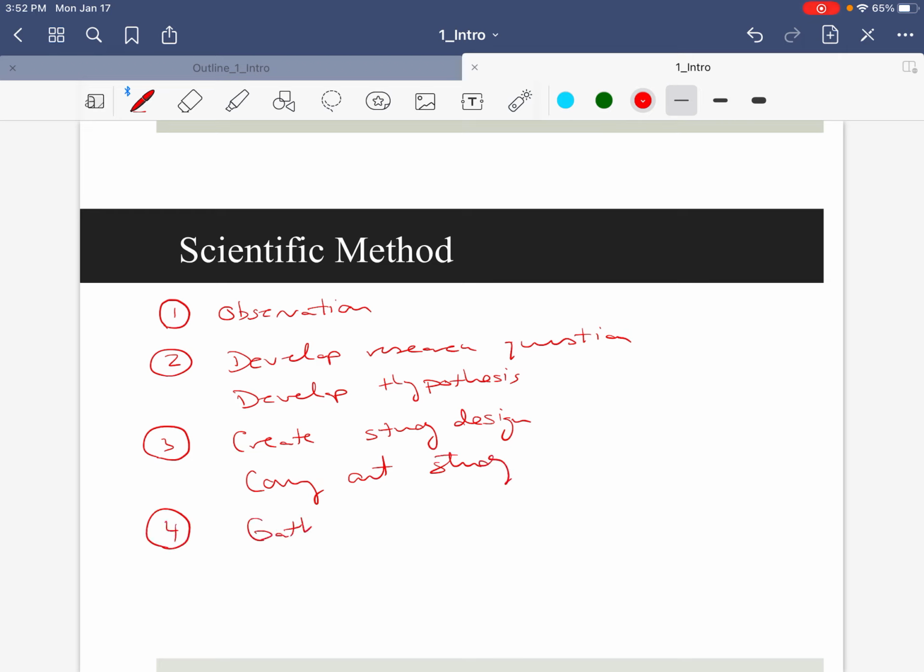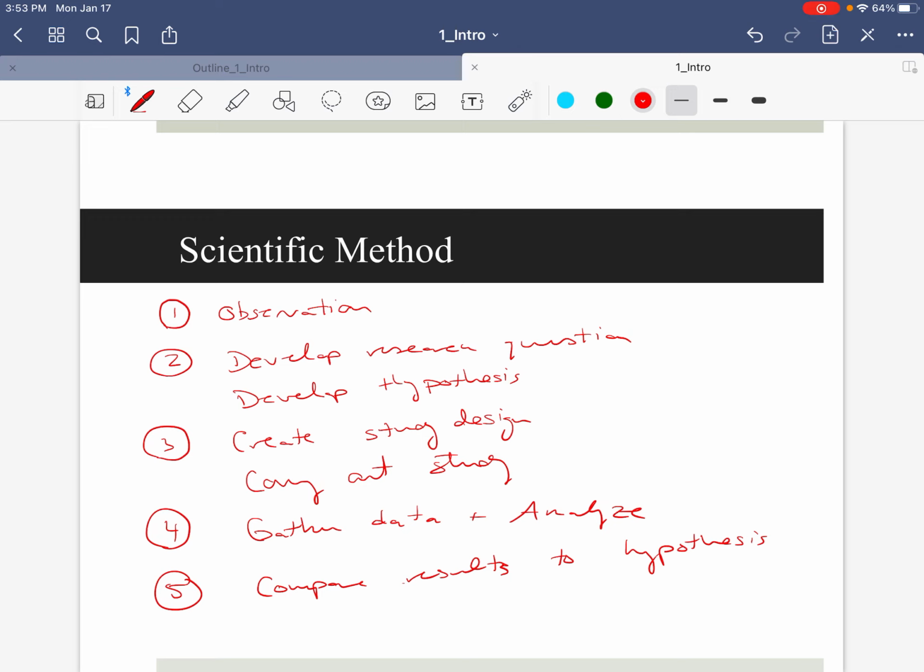Gather data, analyze. And hey, some scientific method studies are qualitative. You can do a survey study. So it doesn't always have to be quantitative, although in kinesiology, a lot of times it is quantitative. Gather data and analyze. And then, of course, what's our last thing going to be? Compare results to hypothesis to see if our original hypothesis was shown to be true or not.